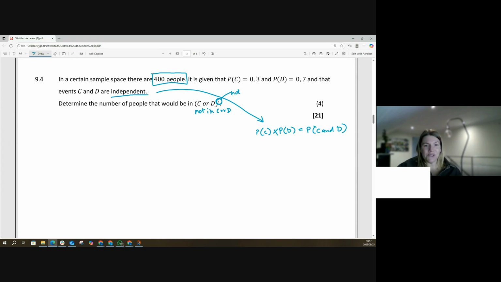Okay, let's try and play with this one. So we know that this is the situation, right? They've told us what those are, so we can work that out. So the probability of C times the probability of D is going to equal the probability of C and D. So that's 0.3 times 0.7, and that's going to give us 0.21. So the probability of C and D is 0.21.